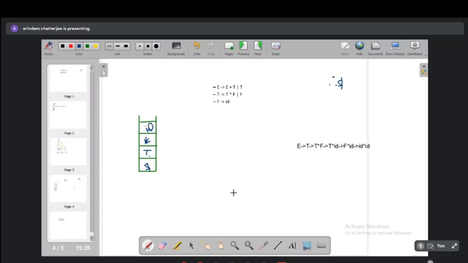Okay. And then this ID will be replaced by F. Yes, this will be replaced by F. Thank you. Okay, and then this F.